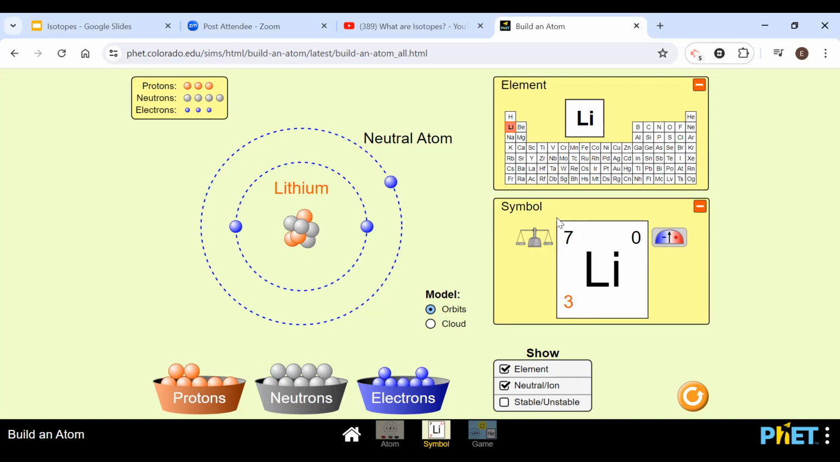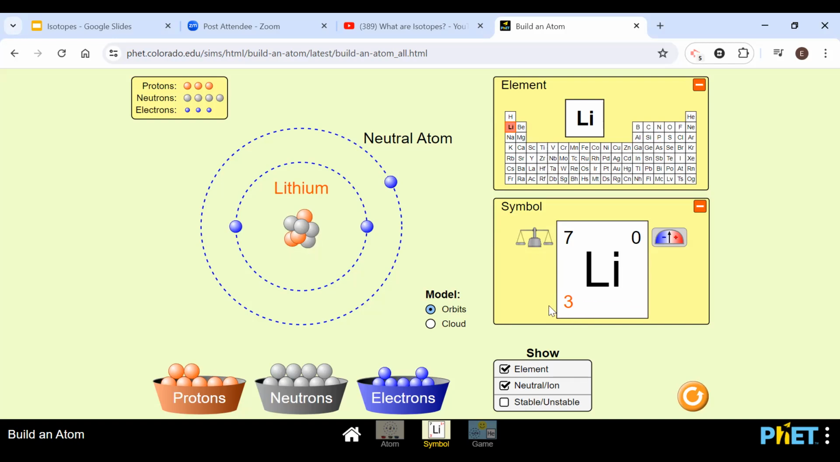7 means mass number. That is the total number of protons and neutrons in the nucleus. That's where that came from. If you count this, you count a total of 7. There are 3 protons and 4 neutrons that make up this number 7. This is the mass number.